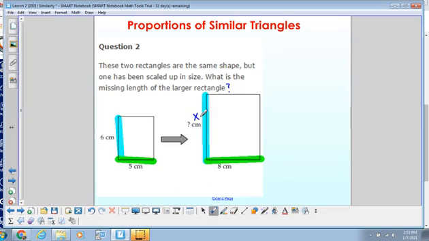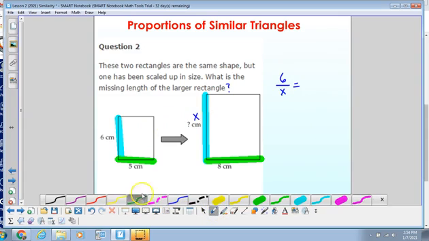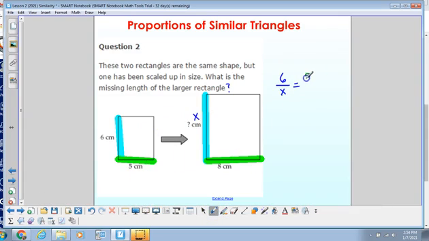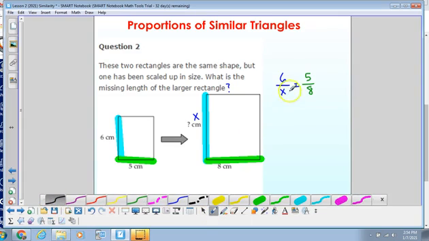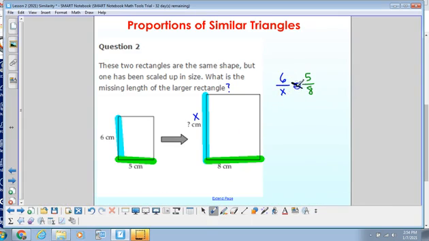So, set up our proportion. Match up our blue parts together and our green parts together. Small over large, this means 6 over x equals, and for the green part, small over large, 5 over 8. Now, we can use cross multiplication, or we can use decimals. That gives us 5 times x equals 6 times 8, which is 48. And when we solve this, we get 9.6.